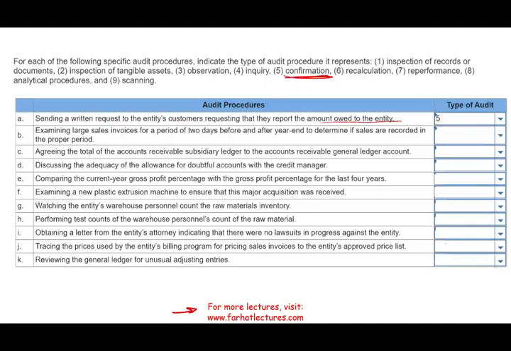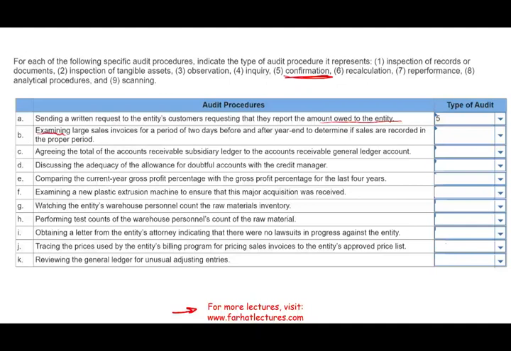So when the client gets that confirmation, they will send it back to me. I would receive it myself. So as long as it's controlled, this is a strong type of evidence because it's third party evidence. For example, you can confirm accounts receivable. You can confirm with the legal counsel of the client. You can confirm bank balances. There are many forms of confirmation, but that's a strong form of evidence.